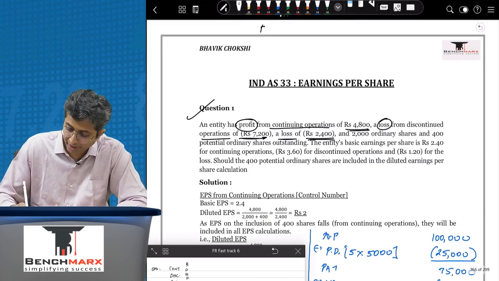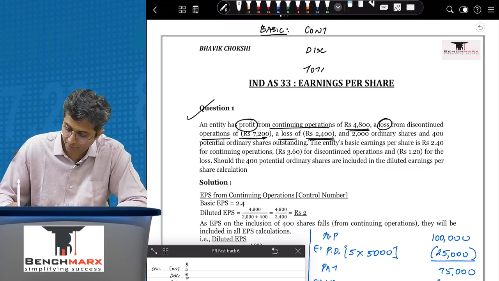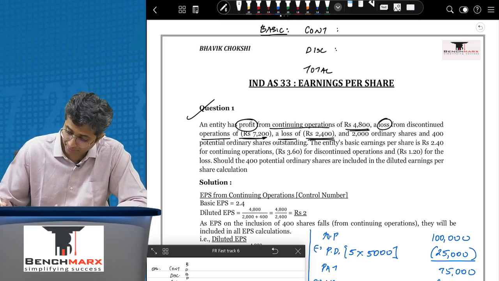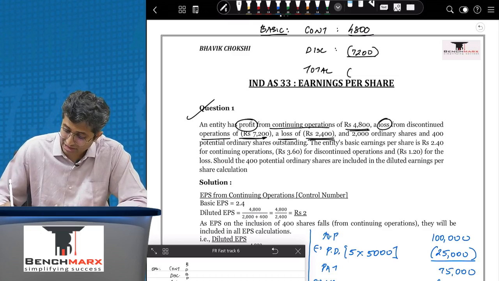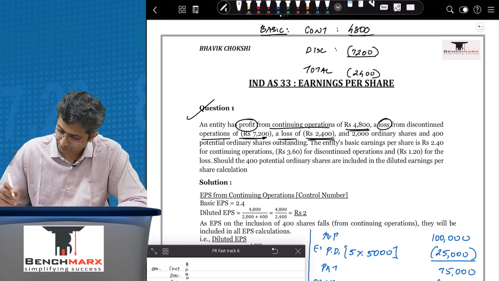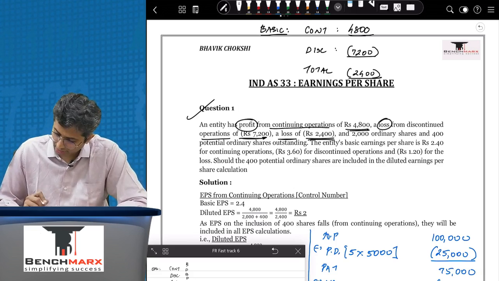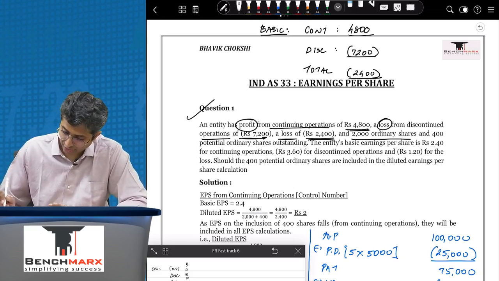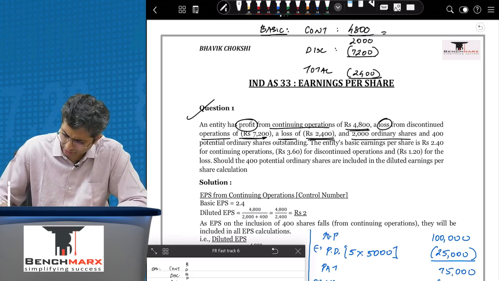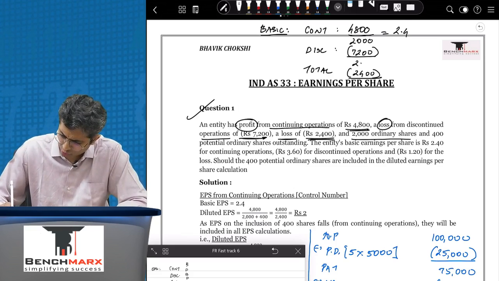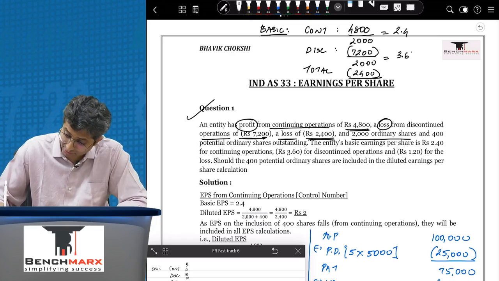Okay, so if I were to find the basic EPS that I have to disclose from a continuing operation, from a discontinued operation, and from a total operation, my continuing operation would be a profit of 4,800 divided by the number of shares. This is a 7,200 loss divided by the number of shares, and this is a 2,400 loss again divided by the number of shares. And 2,000 ordinary shares. So for basic, you will just take the 2,000 ordinary shares. So this is 2.4, and this is, let us say, 3.6, but negative.